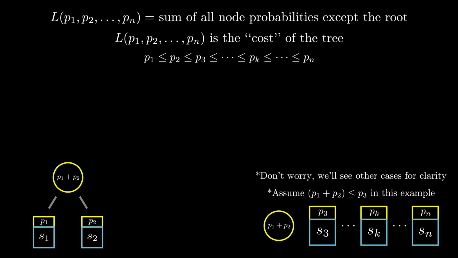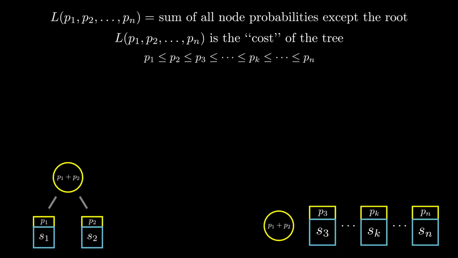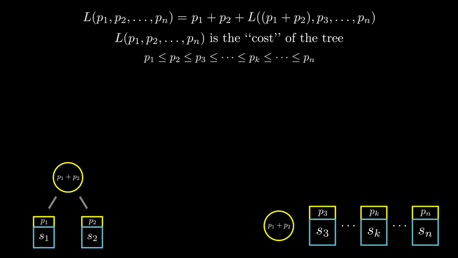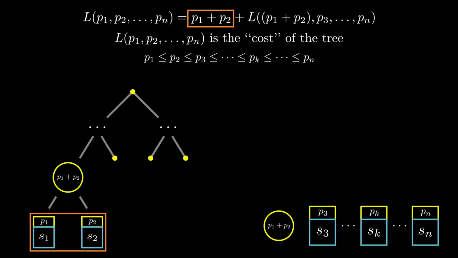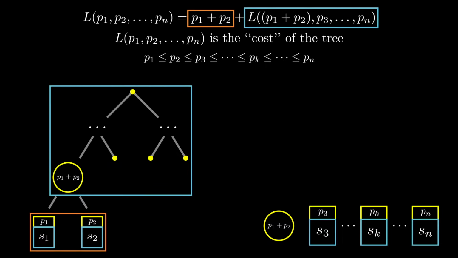Now here's the cool part. Using our new formulation, where we take the cost of our tree as the sum of all nodes in the tree except for the root, the cost can be reformulated as the sum of the two smallest probabilities and the cost of the optimal tree containing this new internal node as a leaf, and all other symbols with their respective probabilities. In a sense, you can think of this as a way of separating these two bottom nodes from the rest of the tree. For an optimal encoding, the rest of the tree is the optimal tree for a given set of n-1 nodes with this probability distribution.